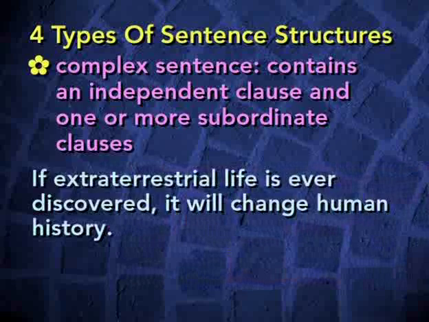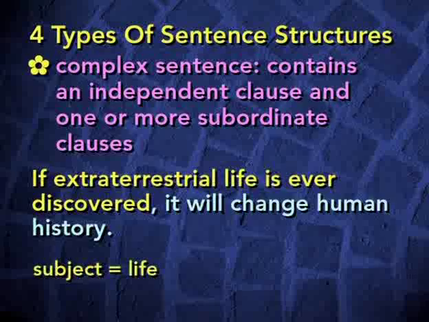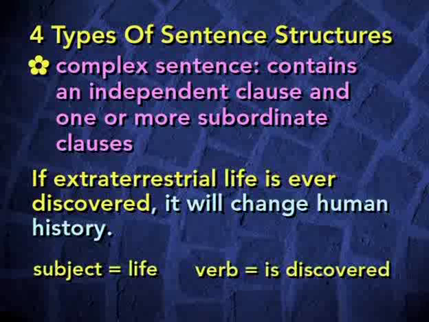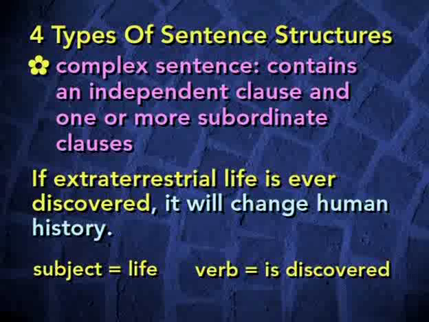Let's take a look at an example of how this works. Here's a sentence. If extraterrestrial life is ever discovered, it will change human history. Now here we have two clauses. The first clause says, if extraterrestrial life is ever discovered. The subject of this clause is life. The verb is discovered. It's a two-word verb, and in this case, the word ever happens to come in between the two parts of the verb. That happens sometimes. So the subject and the verb is life is discovered, and the whole clause reads, if extraterrestrial life is ever discovered.